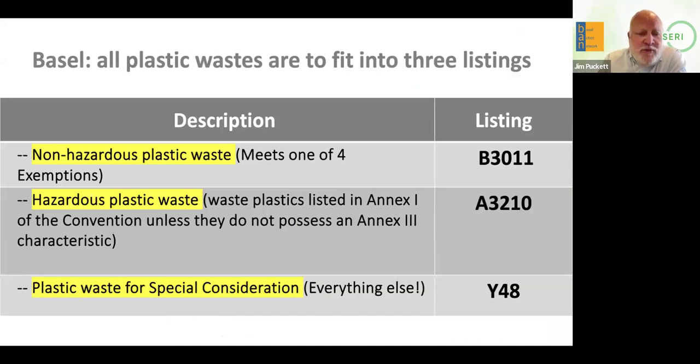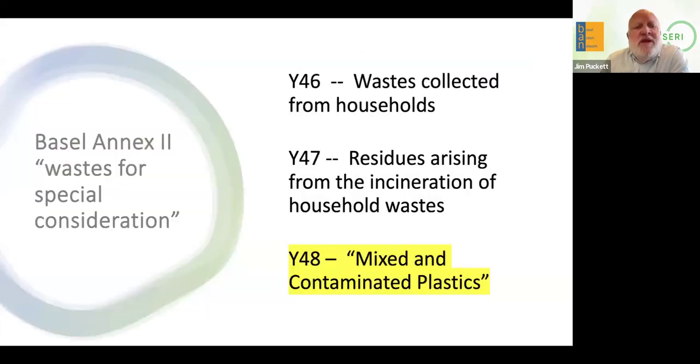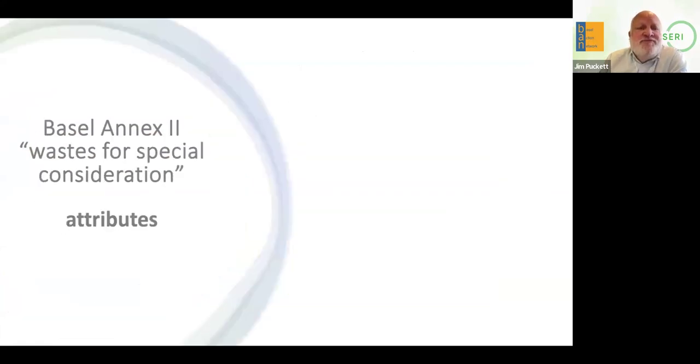This was the new wrinkle. We had already had non-hazardous plastic and hazardous plastic in the convention. The new wrinkle was this everything else being captured. And as I mentioned before, we only had 2 before that were in this other category, Annex 2. Now we have mixed and contaminated plastics. That's shorthand for that big 2-pager that you saw earlier. It's a lot more complicated than just mixed and contaminated. That's good shorthand to describe what was being encompassed.